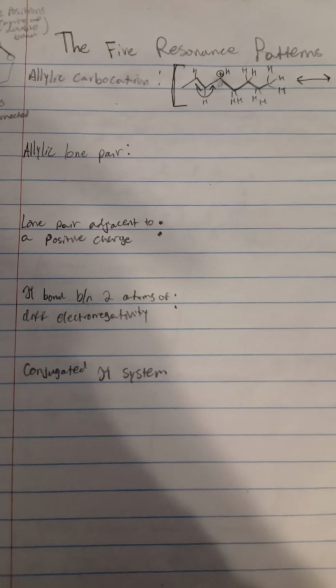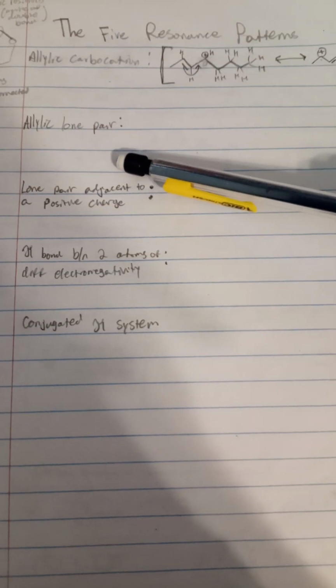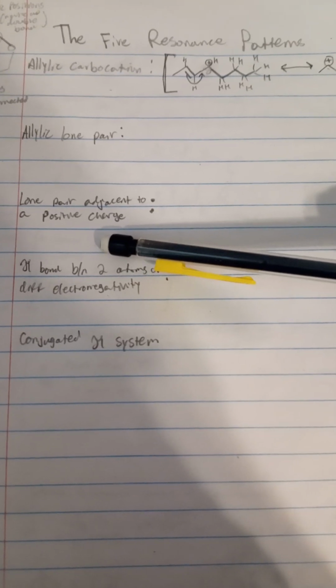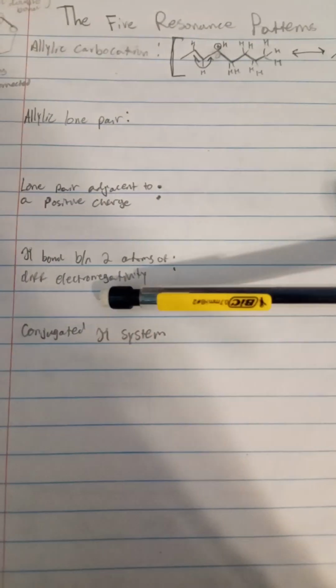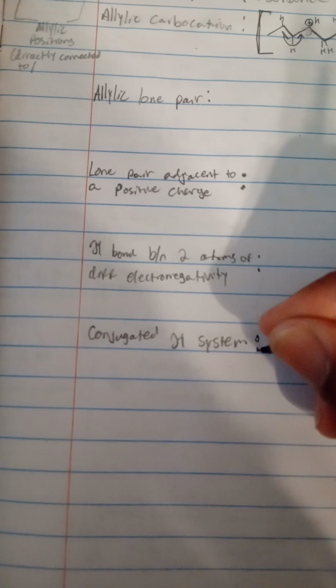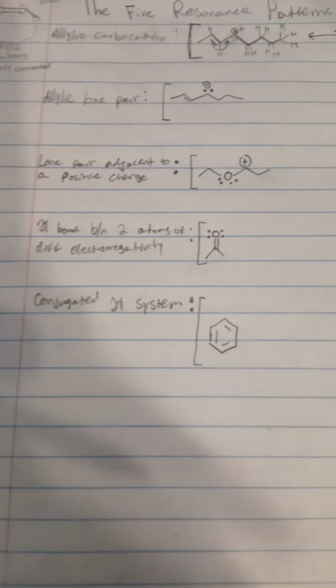Okay, so pausing on that and then coming back and asking, what are these other five resonance patterns? Well, we have the allylic carbocation. There's going to be the allylic lone pair, the lone pair adjacent to a positive charge, pi bond between two atoms of different electronegativity, and the conjugated pi system. So, I'm saying that these all exist, and these are different examples of each respective category.